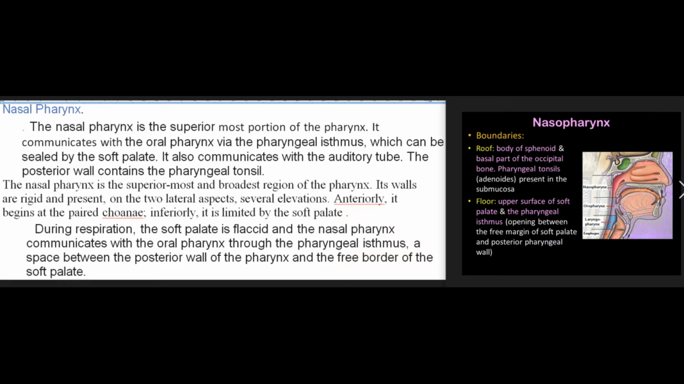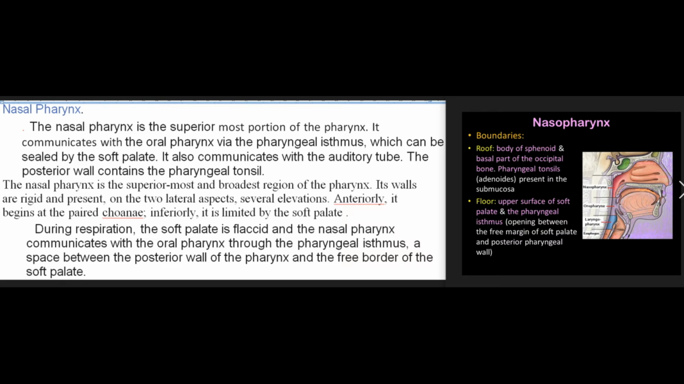Nasal pharynx. The nasal pharynx is the superior-most portion of the pharynx. It communicates with the oral pharynx via the pharyngeal isthmus, which can be sealed by the soft palate. It also communicates with the auditory tube. The posterior wall contains the pharyngeal tonsil. The nasal pharynx is the superiormost and broadest region of the pharynx.